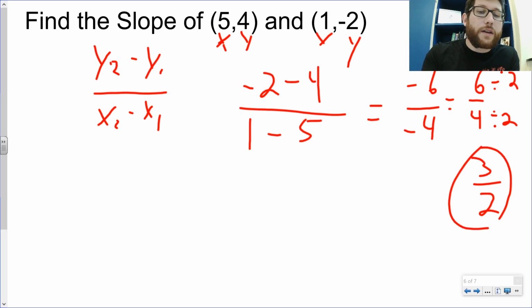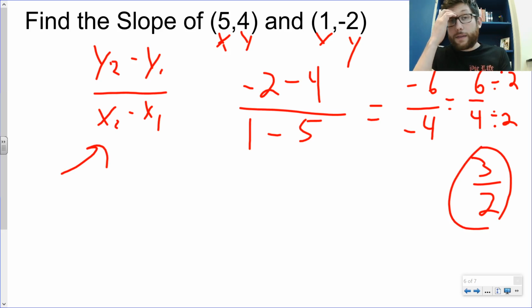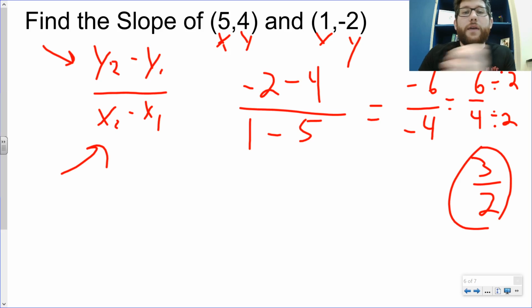Just as a quick reminder, if we ever get a 0 in the denominator, that's undefined. If we get a 0 in the numerator, then it's just a 0 slope. All right, so this wraps up our review for distance, midpoint, and slope.